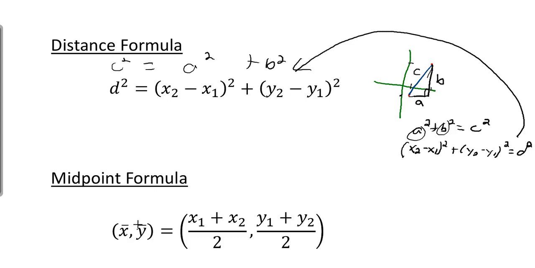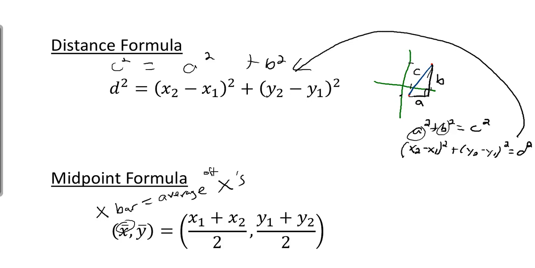For the midpoint formula, we use this notation, which is a line above the variable. So this is read as x bar, and this is read as y bar. Whenever you see the bar notation above a variable, it literally means to take the average of those values. So this is asking us to take the average of the x values. So we want to average out the x's.